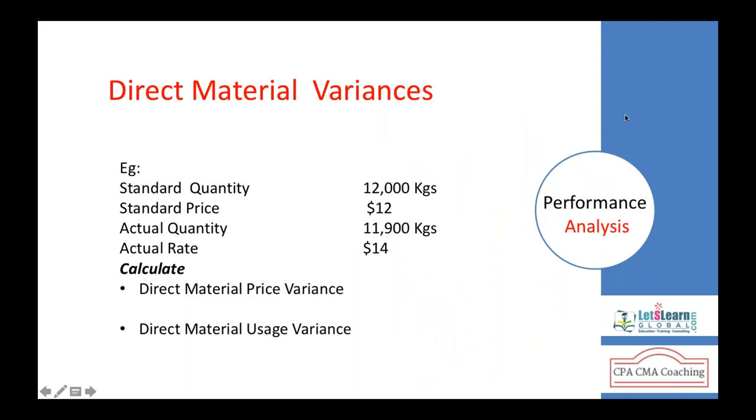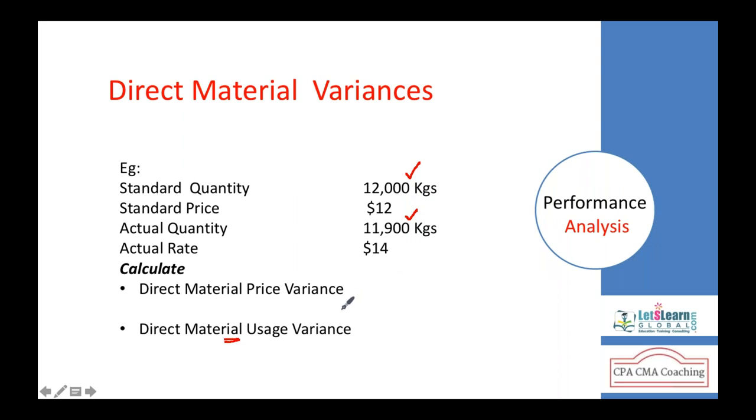Then one more major variance we observe in the production department is direct material usage variance. What quantities are supposed to be used for a given output? For a given output, the material is allowed to be used. We were allowed to use 12,000 kgs, but the production department produced the given output by using only 11,900 kgs. So the production department is very cautious about minimizing the wastage. They used only 11,900, though the allowed quantity is 12,000.